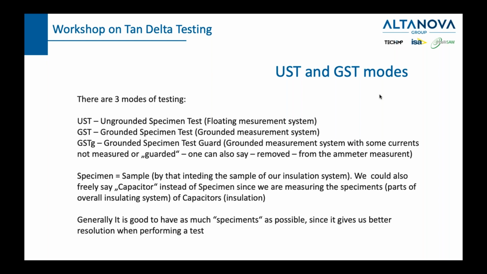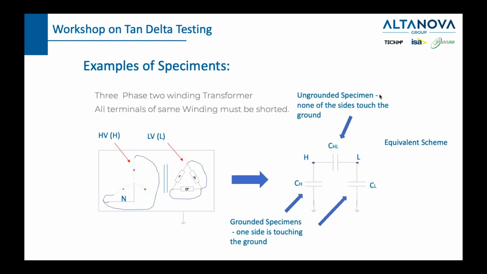And also, the good thing is to have as many specimens as possible, because when we do certain tests, we can focus and zoom in on a certain part of insulation and understand where the problem is, and that can help us in understanding how to fix the transformer afterwards.